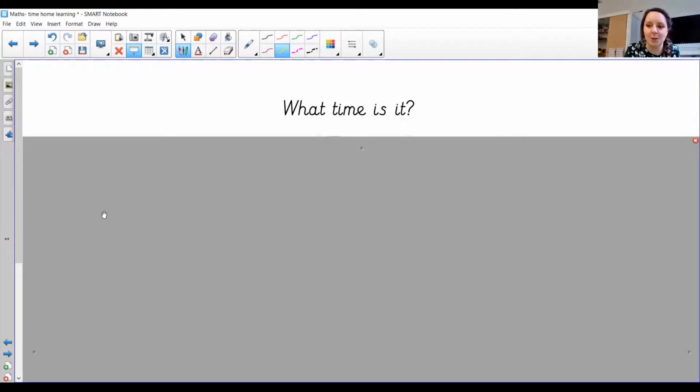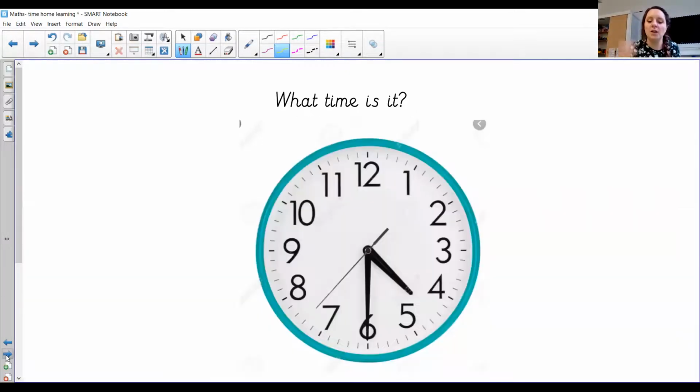Okay, I'm going to show you another time. What time is this? Have a look at it. Look where that long hand is. That long hand is pointing down at the 6.